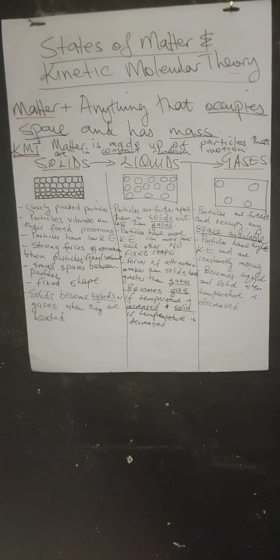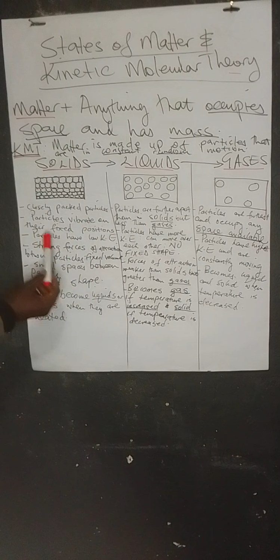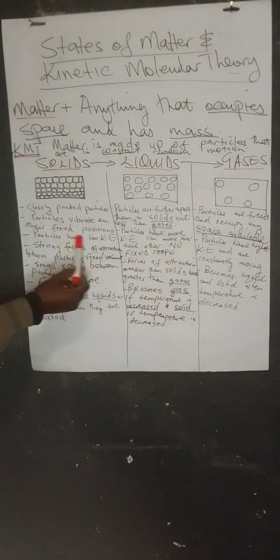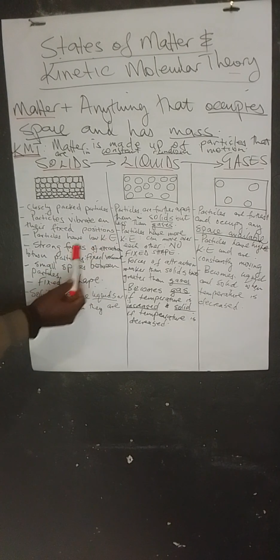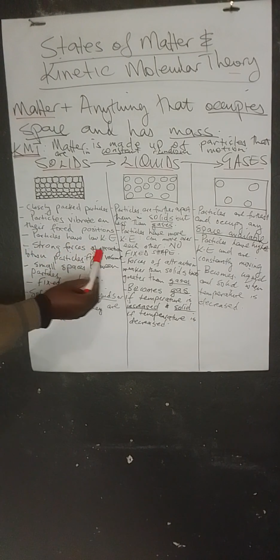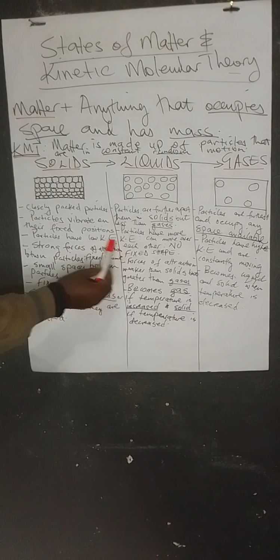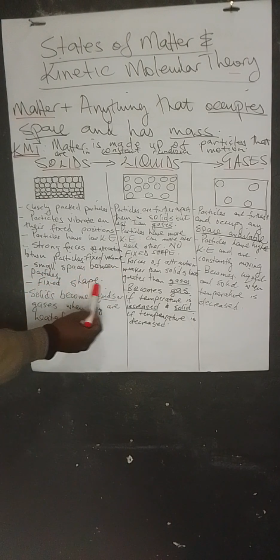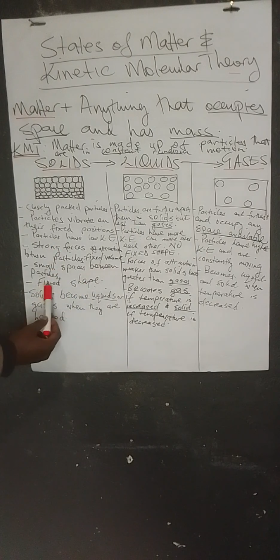The solid has strong forces of attraction that keep it within their fixed positions. So what did we say here? We said solids have got closely packed particles. The particles vibrate on their fixed positions. The particles have got low kinetic energy. They have got strong forces of attraction between the particles, and hence it has got fixed volume. There are small spaces between the particles. They have got a fixed shape because the strong forces of attraction keep the particles within their fixed positions.